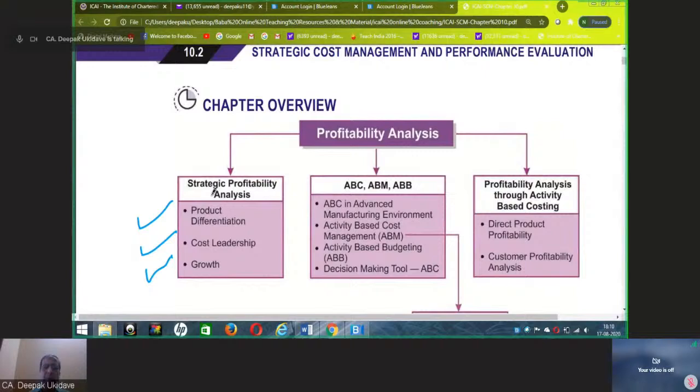So that is what we are going to learn under three banners: growth, cost leadership, and product differentiation. We can also talk about productivity. Productivity is change in the profit due to increase or decrease in the output, so only because of volume effect. We have volume effect and we have price effect.